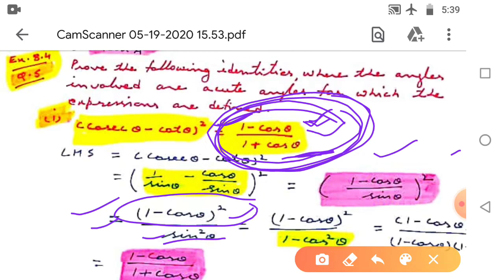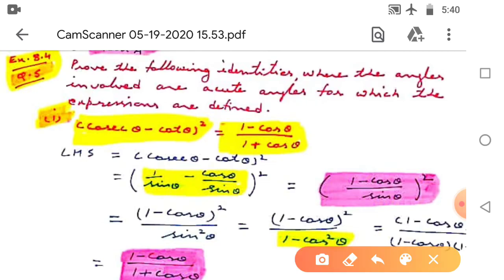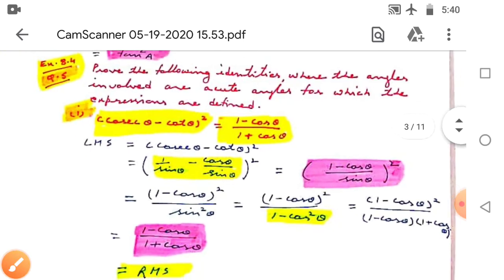Now you have to see the identity: sine square theta is equal to 1 minus cos square theta, because sine square theta plus cos square theta is equal to 1. So sine square theta is equal to 1 minus cos square theta. So we write this as 1 minus cos square theta.